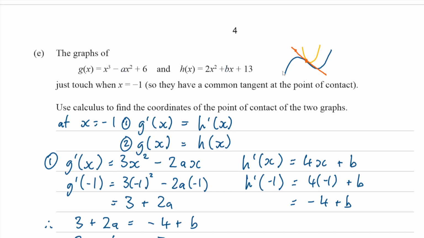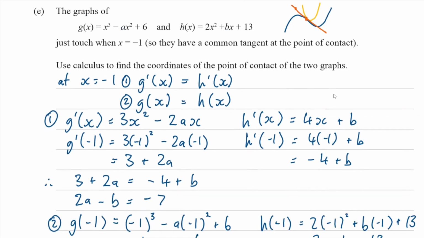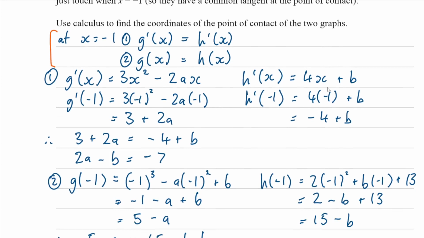Alright, so quite a lot happening with this one, so let's step through it one more time. So we were greeted by two functions that were missing some information, a and b. However, we were told that they just touch when x equals minus 1. So that let us form two equations, relating g and h at x equals minus 1. So in doing so, we first differentiated to find g prime of x and h prime of x, so that we could then equate them when x equals minus 1. And so in doing that, that would be the achieved component.